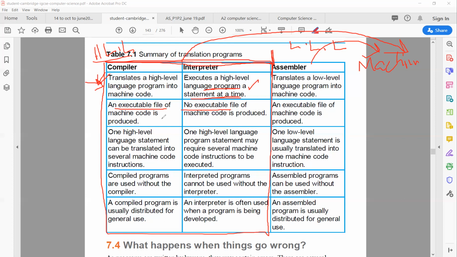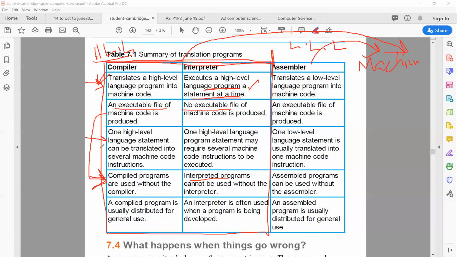So now when you run that code on any other computer, you don't use the compiler. You can link this point with the fourth point as well. Compiled programs are used without the compiler, while the interpreted programs will always use the interpreter.